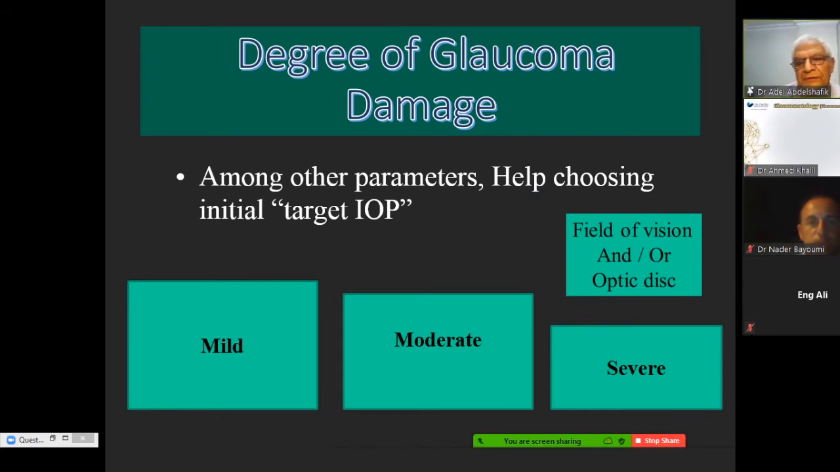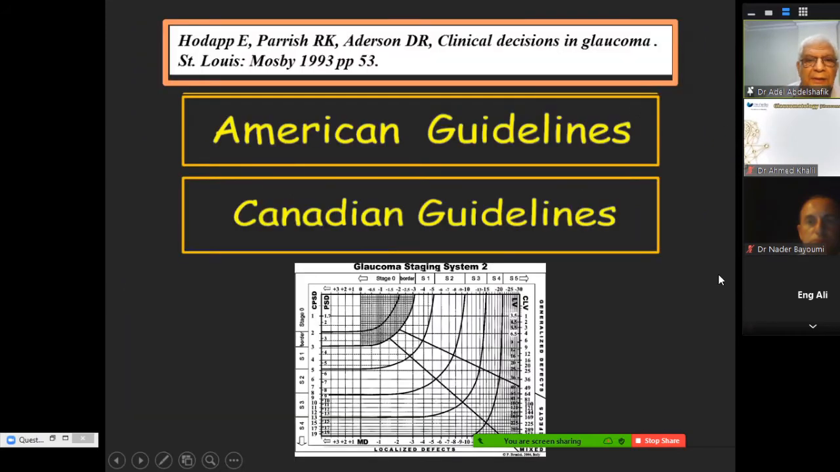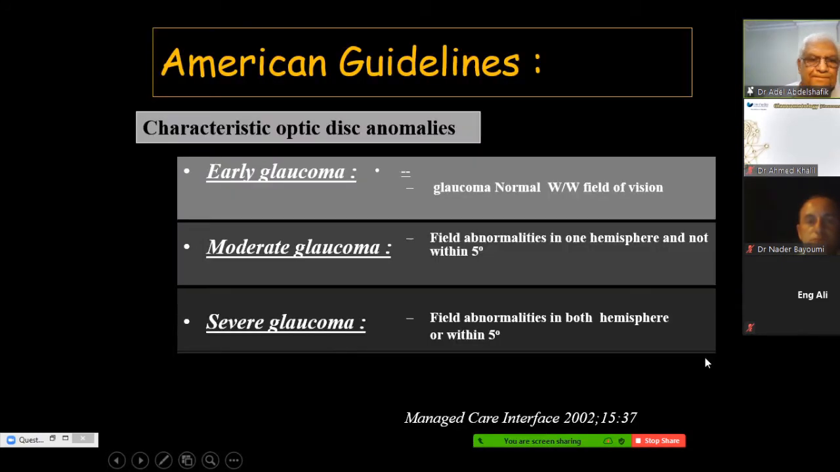Sometimes people depend on the field of vision or the optic disc or both. There are so many systems, like the old one of Parrish and Anderson back in 1993. Then we have these two systems, the American guidelines and the Canadian guidelines. Later there are other systems like glaucoma staging system 1 and glaucoma staging system 2. I'm just going to keep an eye on the American and the Canadian guidelines.